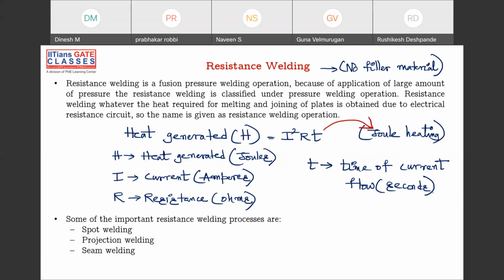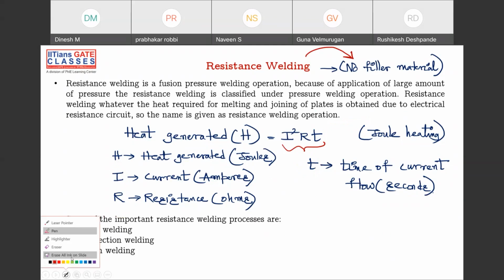Now what is H? H is heat generated. I is current in amperes. R is resistance in ohms. T is the time of current flow in seconds. And please remember, in resistance welding we are not using any filler material. We are heating with the help of Joule heating. No filler material. I'll tell you why we are not using filler material. If you are not using filler material, what is this kind of welding?